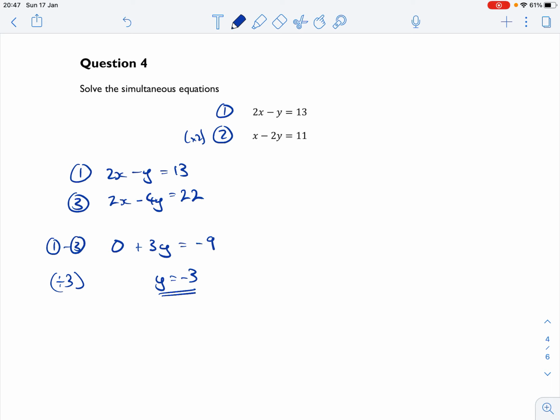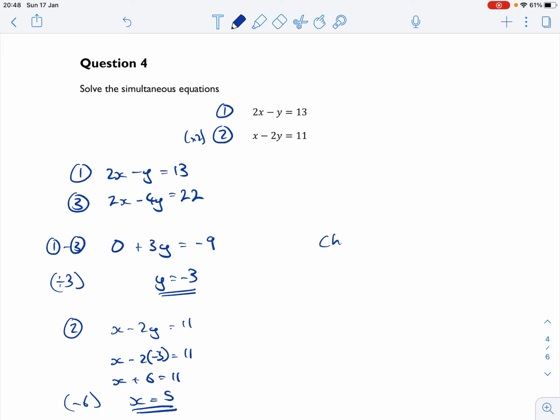Then we're going to pick an equation. I'm going to pick equation 2 in this case. x minus 2y equals 11. So we've got x minus 2 times minus 3 is equal to 11. So x plus 6 is equal to 11. Subtract 6 from both sides and we get x is equal to 5.